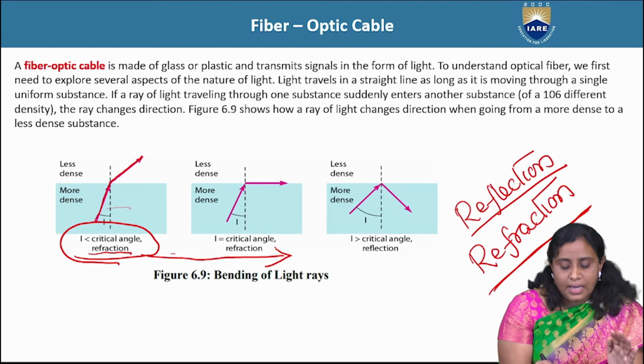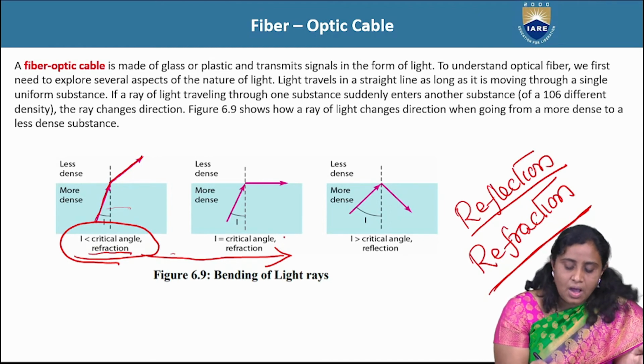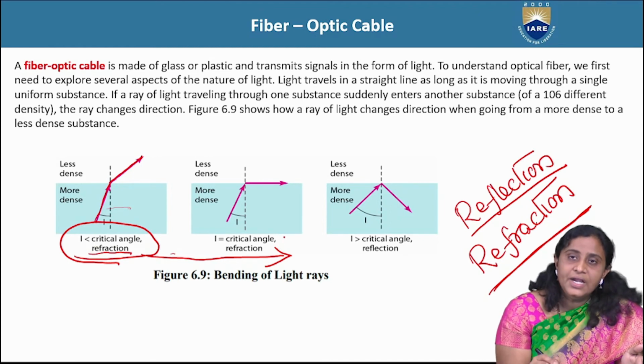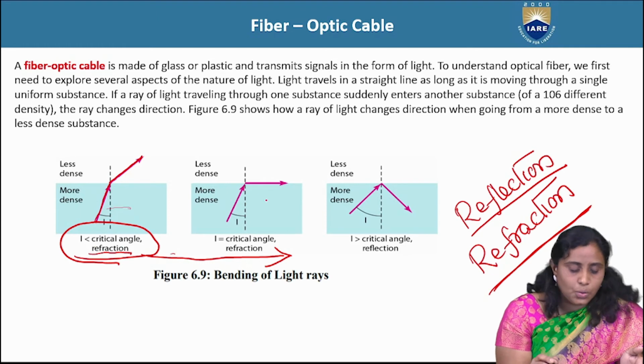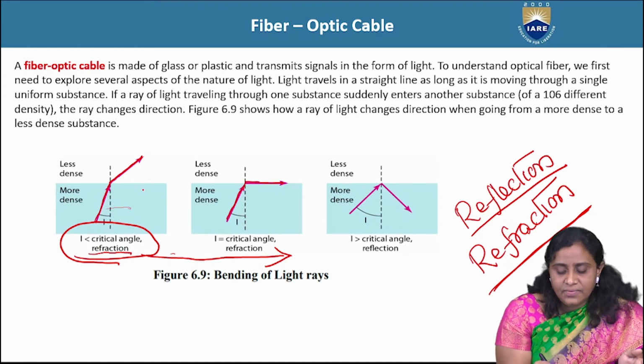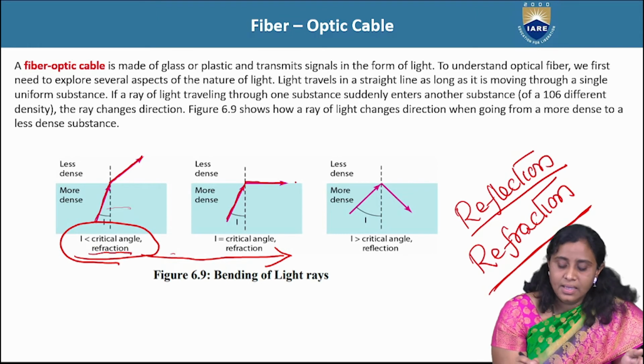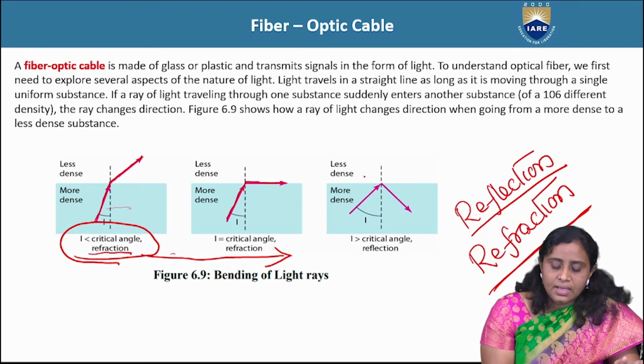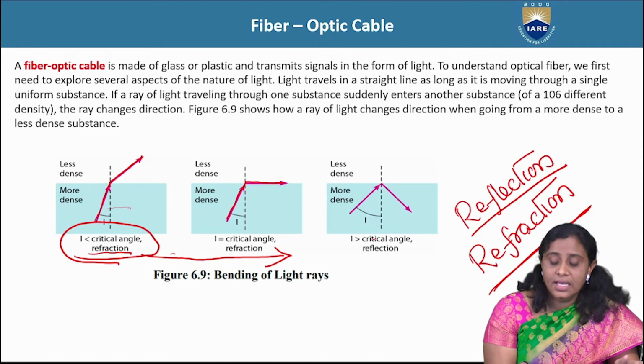Coming to the second diagram, you can identify the light traveling from one medium to another, from less dense to more dense. Here the light bends slightly. Compared to the first diagram, the second one has more bending. And coming to the third one, from less dense to more dense, the angle is greater than the critical angle, which we call reflection.